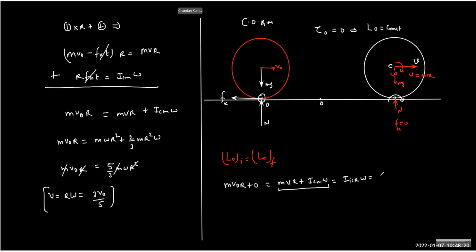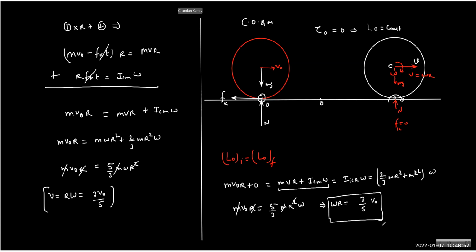So now here we can write 2 by 3 mr square plus mr square into omega, that's the direct answer. So there are many ways to solve, but it's up to you. When it is slipping, you should not apply the ICR omega. You cannot write the two terms as a single term. But whenever there is pure rolling motion, always remember you can write the two terms as a single term, given by the value ICM plus mr square, that is ICR, into omega.